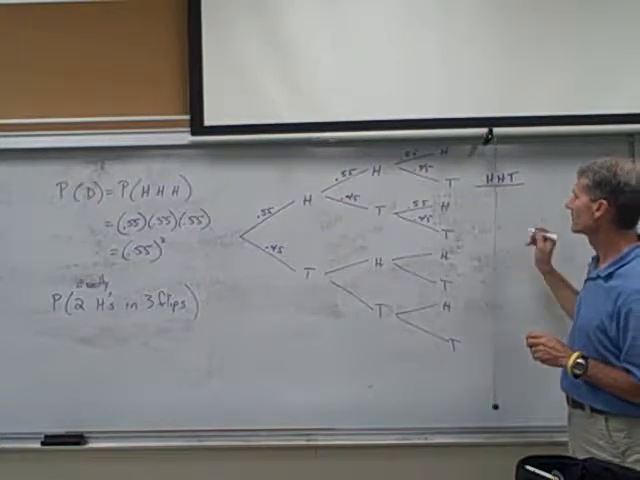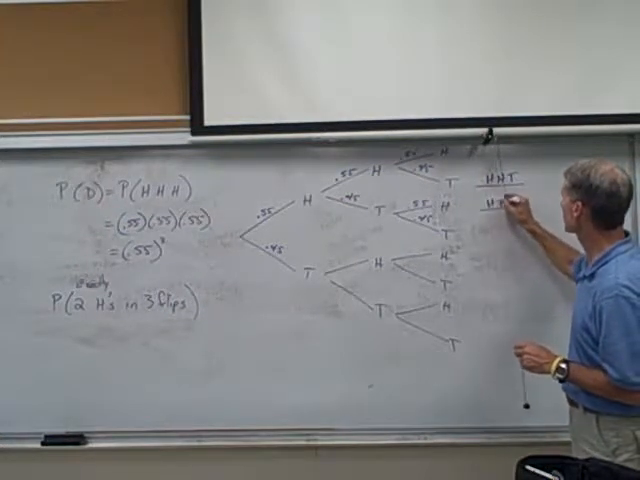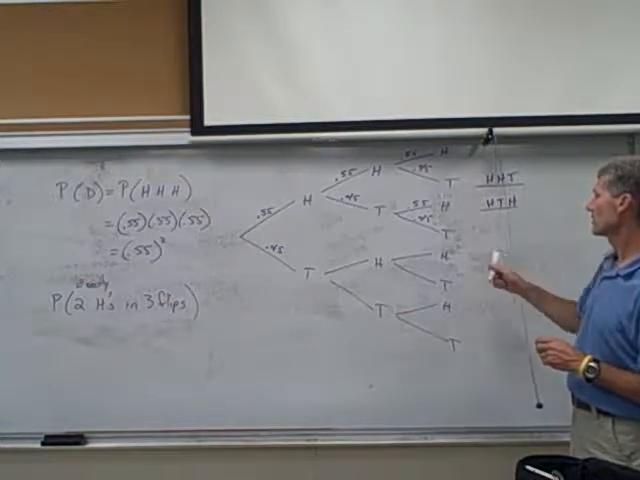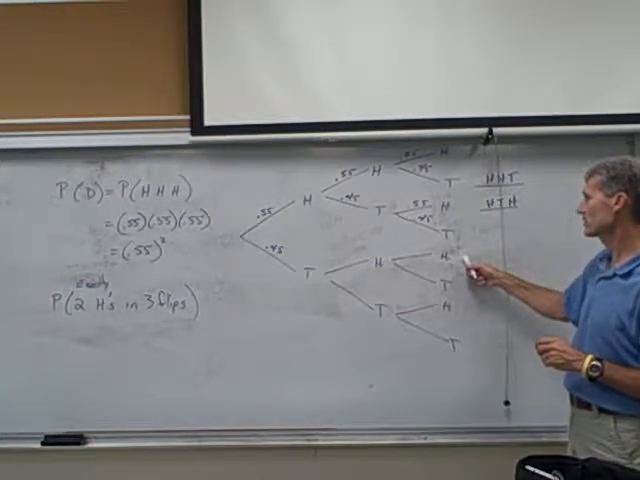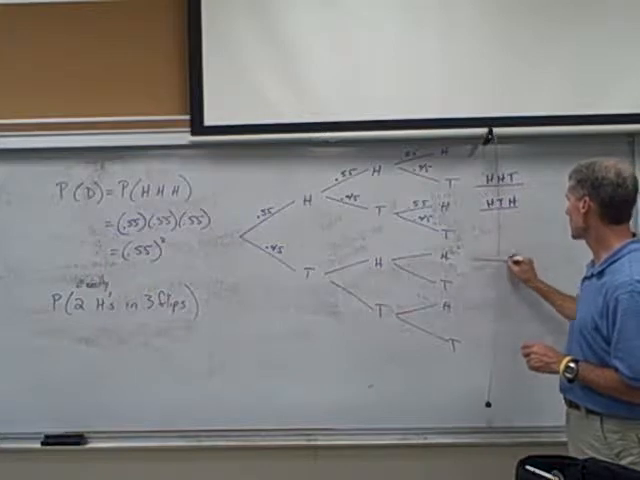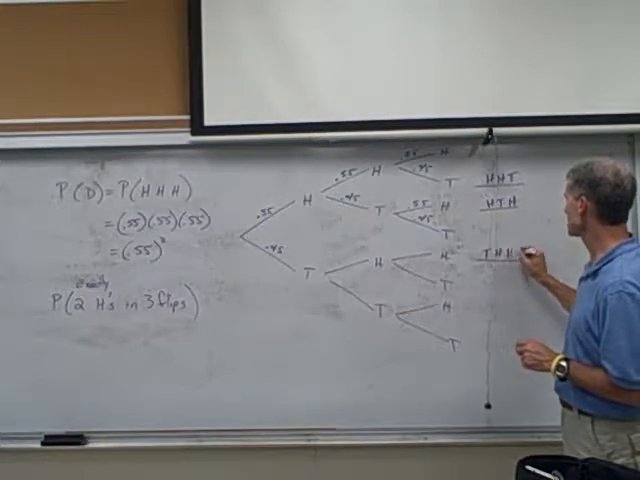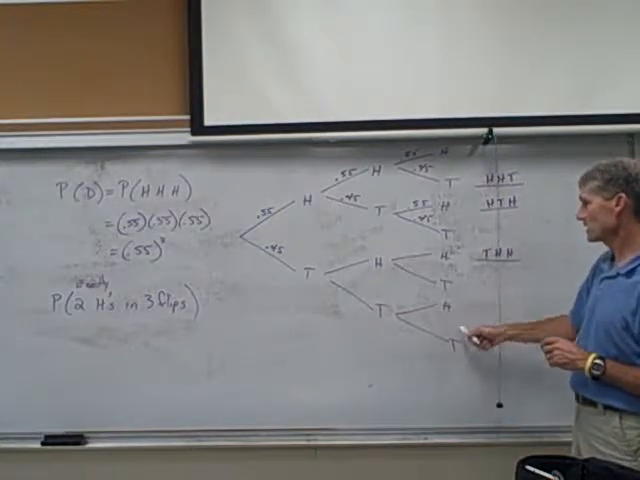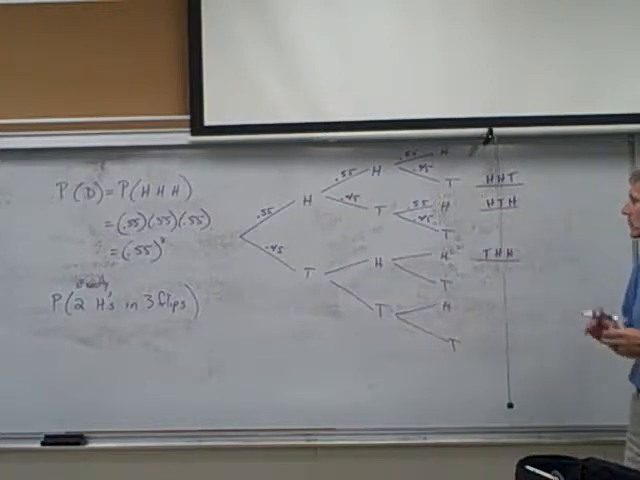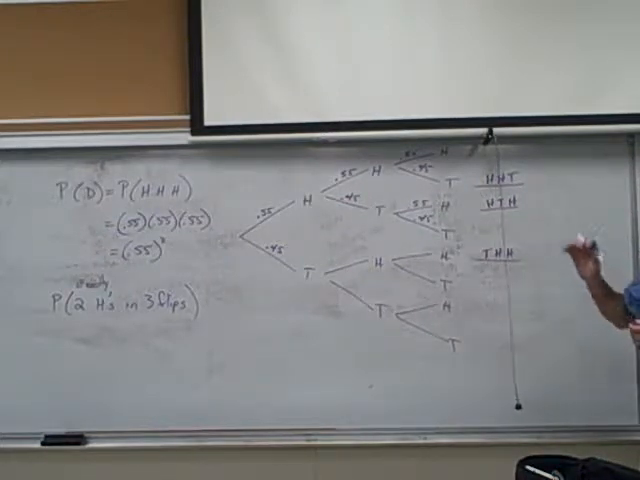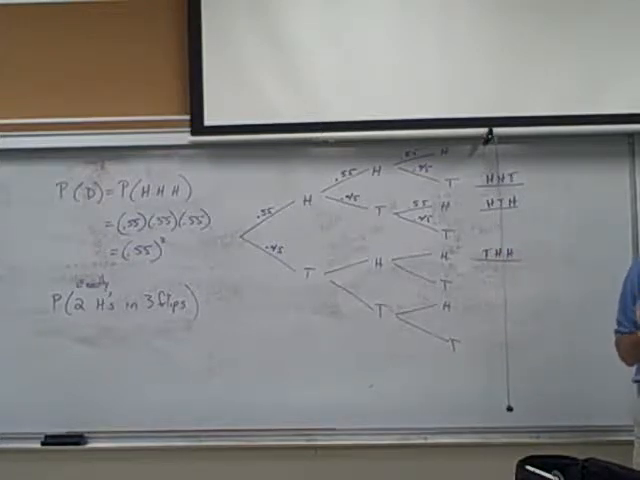Heads, tails, heads. Right here, heads, tails, heads. What about this one? No. This one? Yes. So that one, tails, heads, heads. And then that's it, right? So there's 3 of the branches that have 2 heads. So what's the probability of 2 heads in 3 flips? 3 of 8.